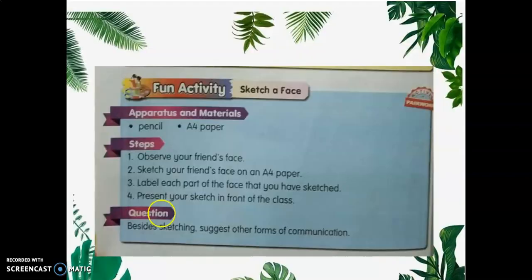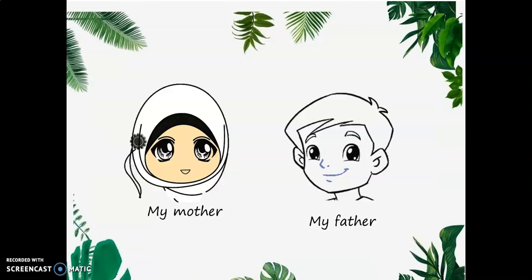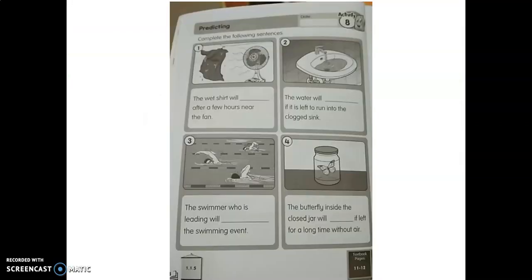Good. Okay, this is a fun activity. Sketch a face. Sketch is one of the ways to communicate. Sketch itu melakar. Melakar kita boleh juga menjadi cara untuk berkomunikasi. So, I want you to sketch a face in your notebook. You can sketch maybe your father or your mother. For example, here, your mother, you sketch on one page, and then the other page is for your father. If not, your sister or your brother. It's up to you. Okay, and then please do an exercise in your activity book, pages 8 and 9.